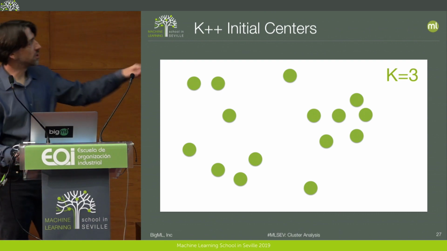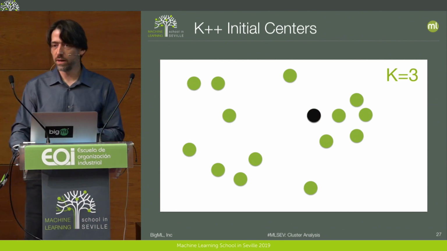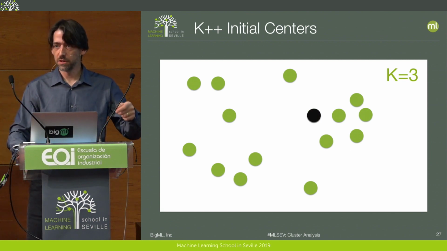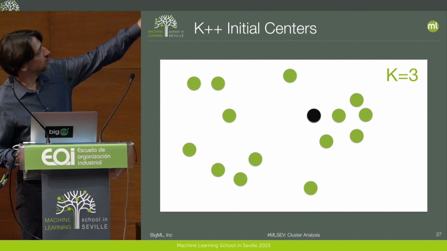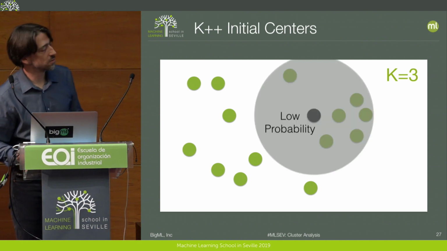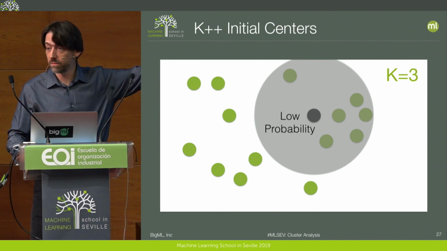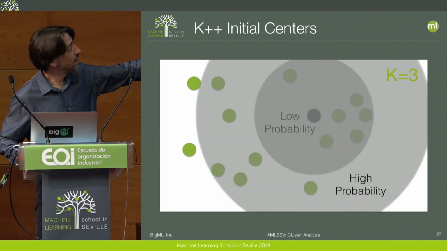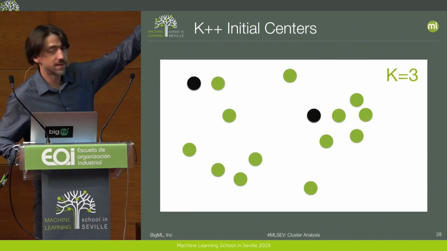These are our data points that we want to cluster. What you're essentially going to do is pick one from the data points. You pick a centroid that is a data point, and then you start looking at distances from that centroid in terms of probabilities. You're going to choose the next one with a low probability. You could choose one from that group, but with a low probability, and one from there with a high probability. And that's the highest. And so maybe we get that point over there.